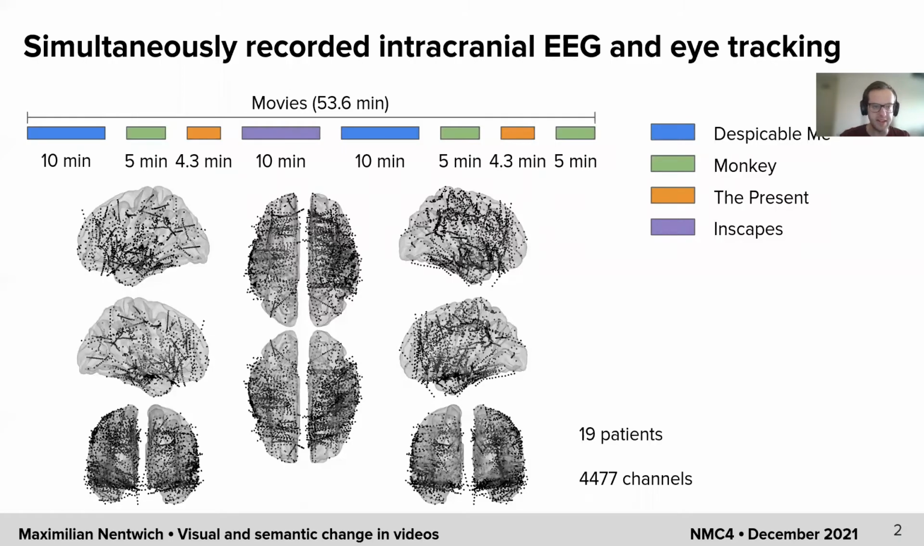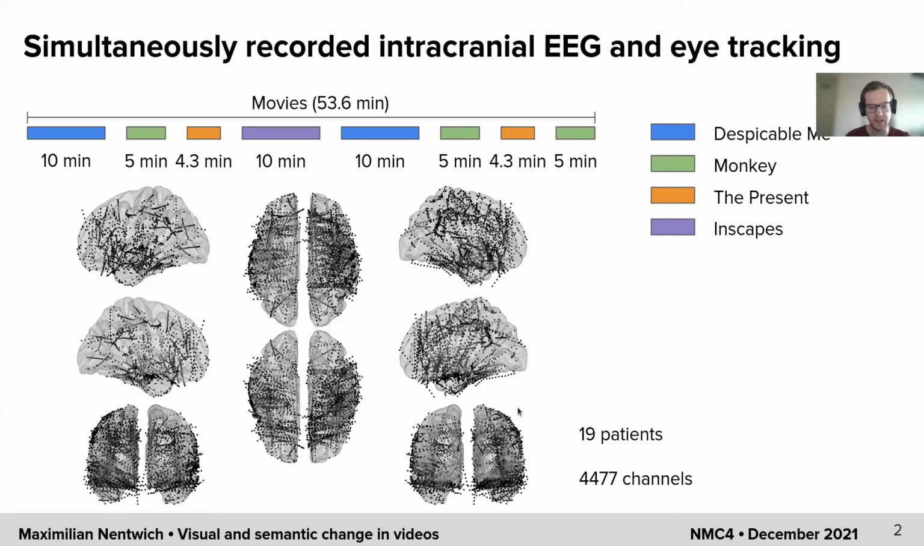We analyzed a pretty exciting data set of simultaneously recorded intracranial EEG and eye tracking in epilepsy patients. The patients watched up to 50 minutes of movies, a mixture of different clips, from animations to documentaries about monkeys, and Inscapes, which is a video of morphing shapes with some music. Over 19 patients, the electrodes cover almost the entire brain with a concentration in the temporal lobes. In total, we analyzed more than 4,000 channels.